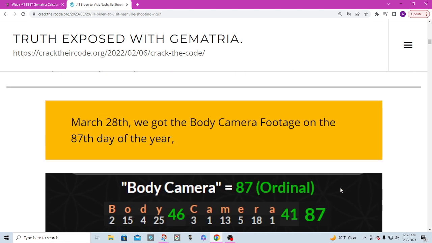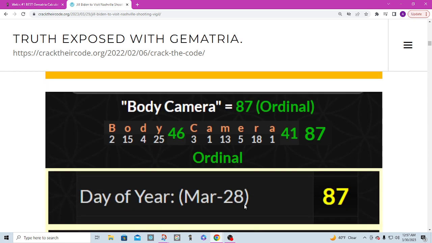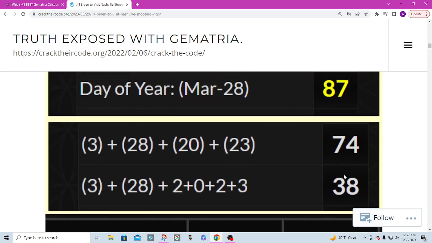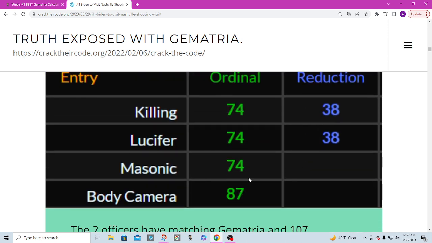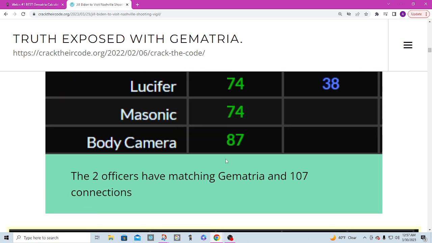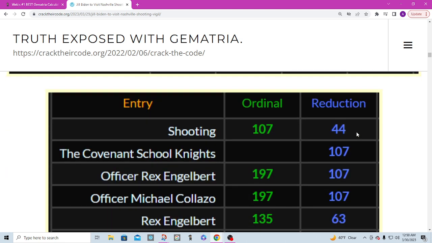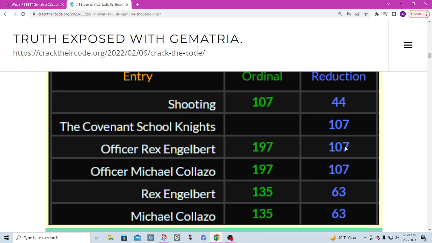It's so sick. We got the body cam footage on the 87th day of the year, which, look, had those 74, 38, same numbers every time. 87th day of the year, they're giving you the body camera. The two guys that gave you the body camera footage were Michael and Rex. Look, what's the chances? They all have matching Gematria, so they're the ones that gave you the body cam footage. You can't make this up, guys.